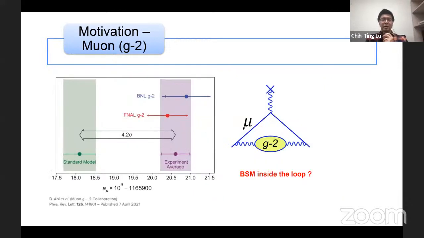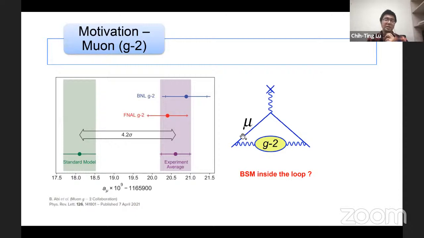Another issue is the muon g-2. I think I don't need to say too much about this exciting result, this 4.2 sigma significant deviation from the Standard Model prediction. Actually, it made many people propose different kinds of BSM explanations overnight. So people try to propose different kinds of new physics inside this loop.